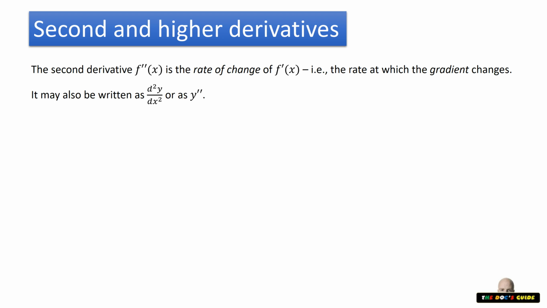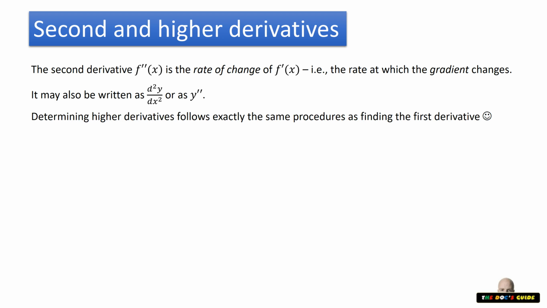Now we can also write it as y double dashed or d2y dx squared, and these are all the same sorts of things. As far as determining higher derivatives goes, we don't need any new theory, because we follow exactly the same procedures as if we were finding the first derivative. So we have our product rule, we have our function of a function rule or chain rule, we have our quotient rule, and we have to be careful in all the same ways that we were careful with finding the first derivative. However, the second derivative has some significance which makes it worth finding.